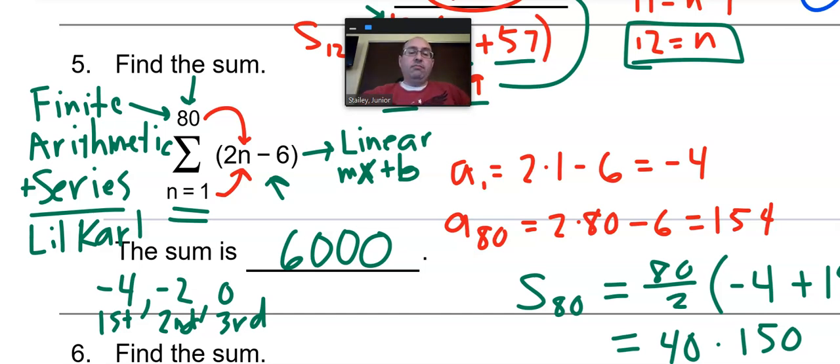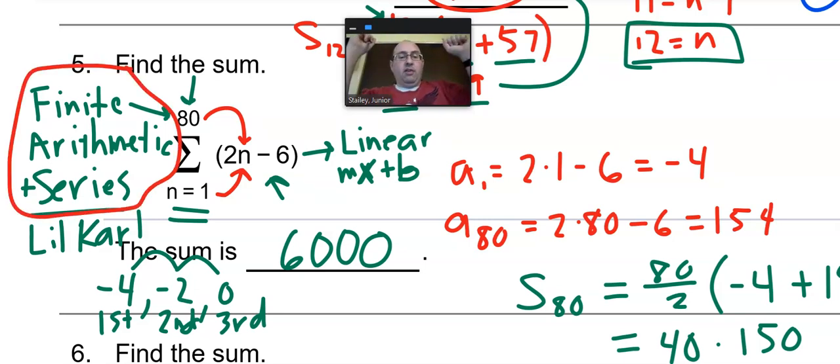If you plug in a 1, you get -4. If you plug in a 2, you get -2. If you plug in a 3, you get 0. The first three terms are -4, -2, and 0. Well, you can see that it's going up by 2 each time. That's a common difference. That means it's arithmetic. So, it's a finite arithmetic series.